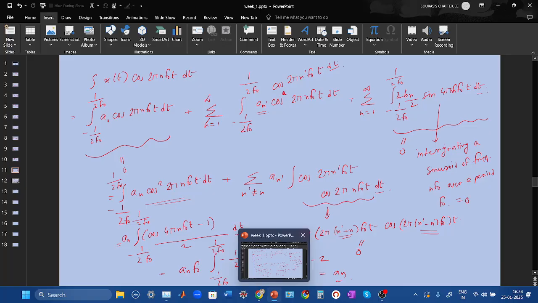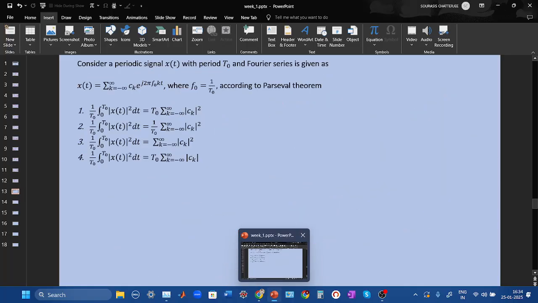So with that, let us move to our next question. We have a periodic signal xt with fundamental period T naught, and its Fourier series is given as follows. These are the different spectral contents at k f naught frequencies for k integer, and ck are the corresponding coefficients. It asks which of the following is true according to Parseval's theorem.